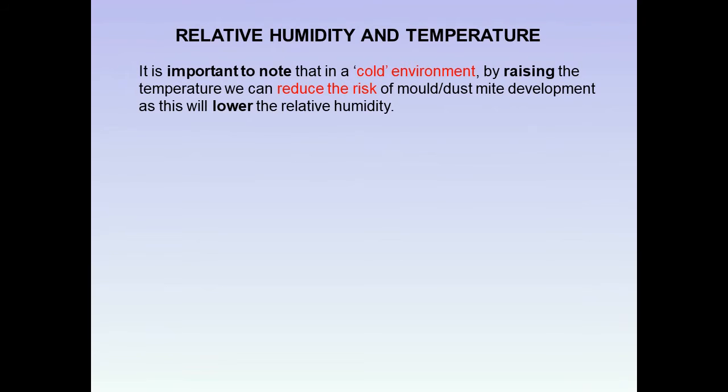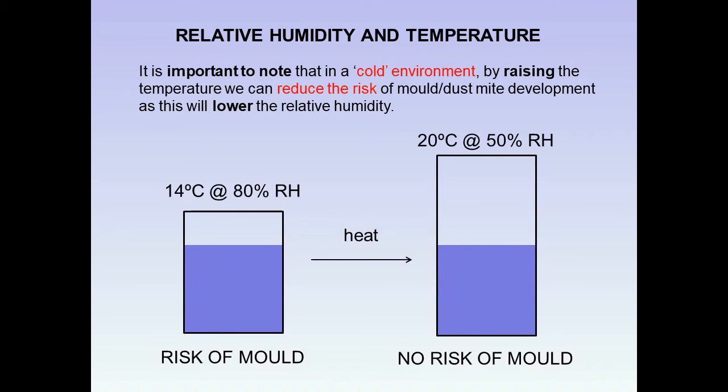It's important to note that in a cold environment, by raising the temperature, we can reduce the risk of mould, dust mite, and so developments, as this will lower the relative humidity. And this diagram illustrates this, as we've illustrated it previously. 14 degrees at 80% relative humidity, we would have a risk of mould. However, if we can increase the heat to 20 degrees, the relative humidity drops to 50% and the mould risk is gone.